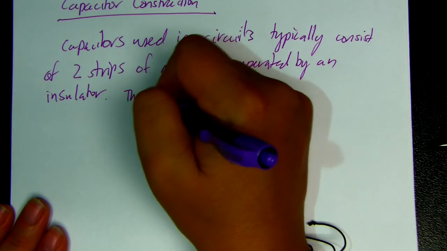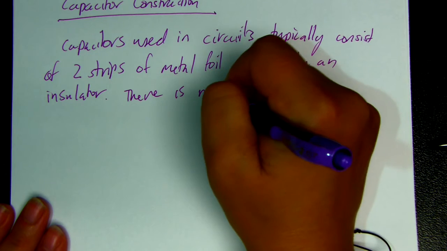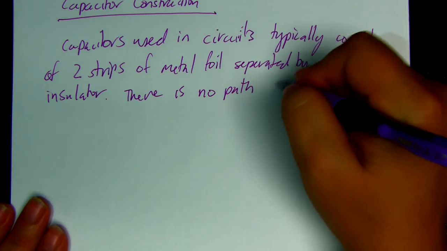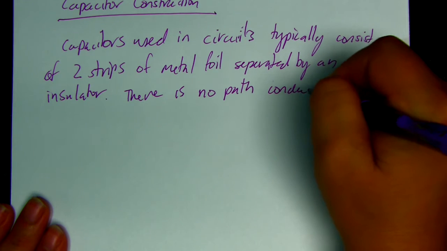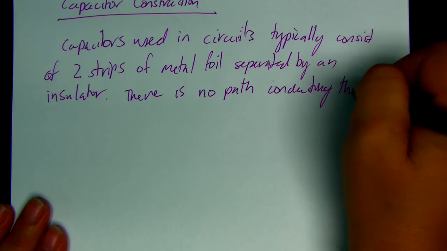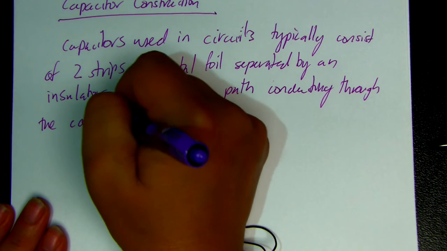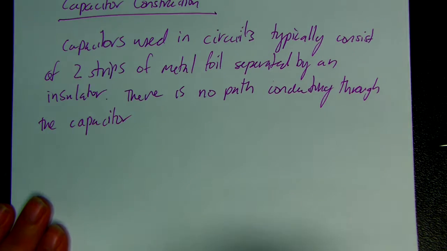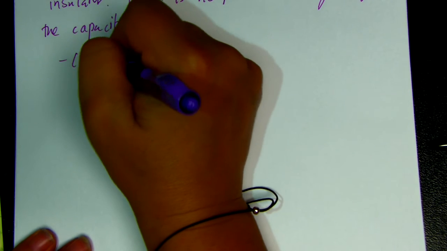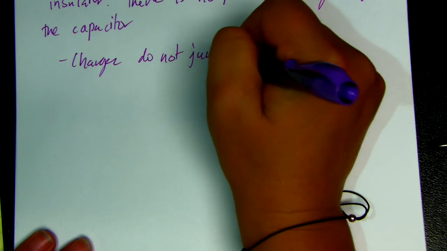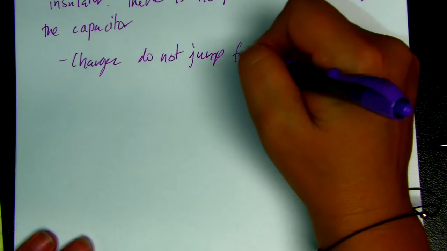So there is no conducting path through the capacitor. So in other words, current is not flowing through the capacitor. So charges don't jump from one plate to another. And we need to keep this in mind as we're thinking about the physics behind this.